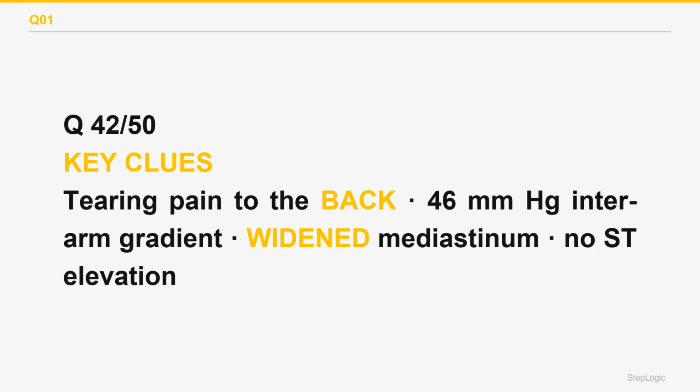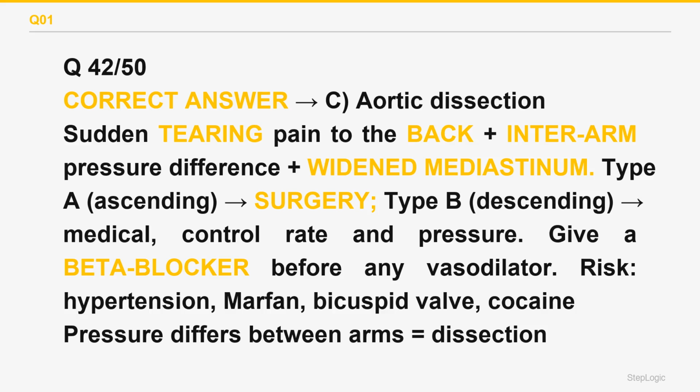The pain is classically sudden, maximal at onset, tearing and radiating to the interscapular region, whereas ischemic pain builds over minutes and radiates to the arm or jaw. Hypertension is the dominant risk factor. The correct answer is C.